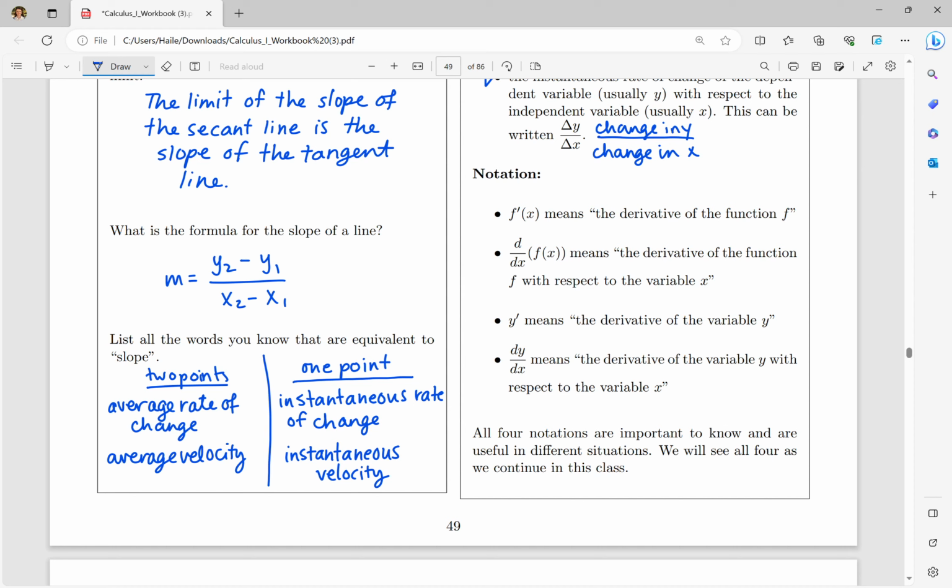And then finally we have dy dx, and that means the derivative of the variable y with respect to the variable x. This one is similar to the second one. Notice both of those focus on which variable you're taking the derivative with respect to. We'll definitely be using that notation sometimes in later sections. So it's important to know all four of these though. You shouldn't pick just one. You should make sure to shop around, try out different ones and see which one you like. However, we will see all four as we continue in this class.